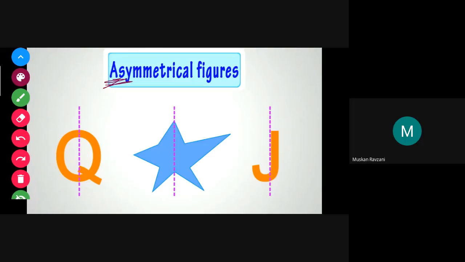Ma'am, if the alphabet is O and one side is green and one side is orange, so if we do horizontal, it is not the same, so not equal, no. Not equal, because see, in that flag also we have checked color, design, everything. Not only shape, shape also we have to check, design also, color also, everything. Now any doubts? No, ma'am. No doubt.